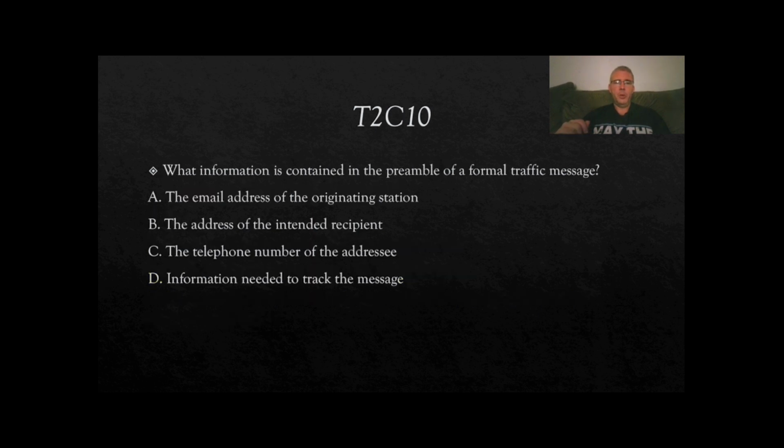Number 10. What information is contained in the preamble of a formal traffic message? A. The email address of the originating station. B. The address of the intended recipient. C. The telephone number of the addressee. Or D. Information needed to track the message. So again, if you've never done a formal traffic or even saw a message, then you wouldn't know this. So the correct answer is, just straight to it, D. Information needed to track the message.